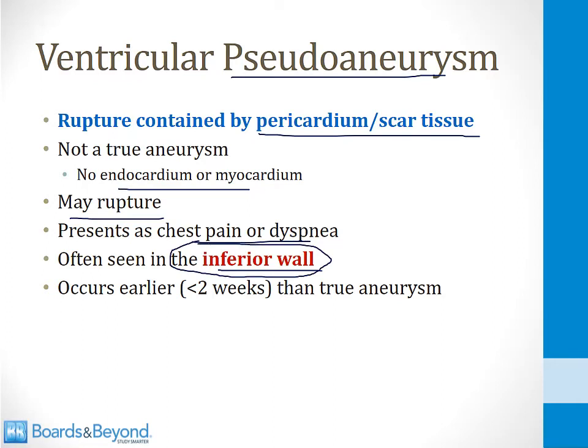Also, true aneurysms take several weeks to occur. In contrast, a pseudoaneurysm occurs in less than 2 weeks. Remember, it's just another version of a free wall rupture, so it occurs early, just like free wall rupture. So a pseudoaneurysm is going to be an inferior wall complication in the first week or two. A true aneurysm is going to be an anterior wall complication several weeks after an infarction.